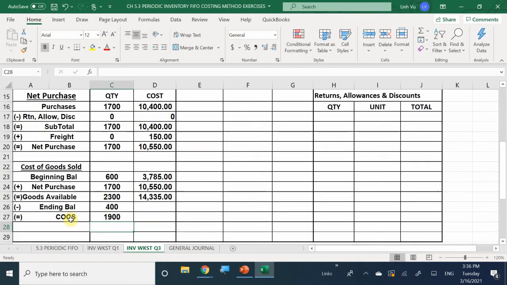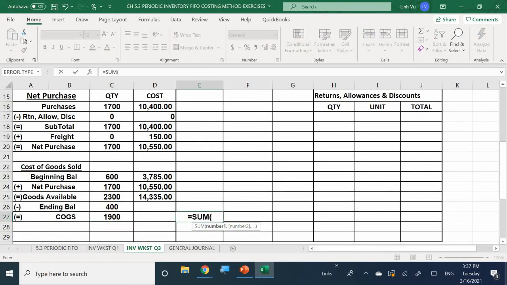$1,900, right? If I had $2,300 to begin with and I have only $400 left over, my assumption is I must have sold 1,900 items. Okay. So once again, now the option is you either solve for the ending inventory or you solve for the cost of goods sold. And in this case, because we're using the FIFO method, let's exercise using the FIFO method and calculate the cost of goods sold.